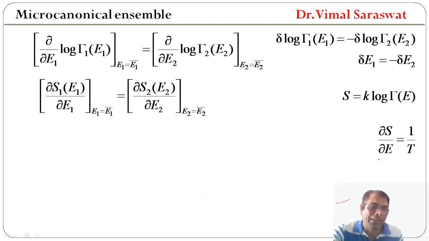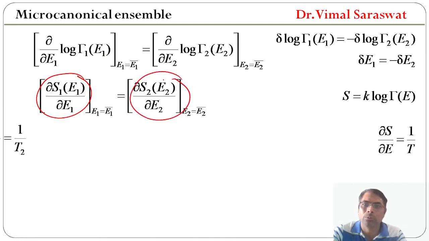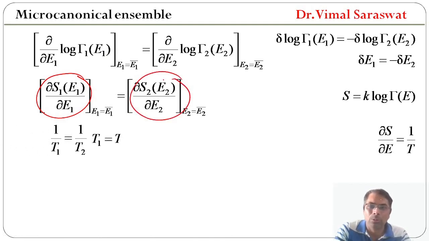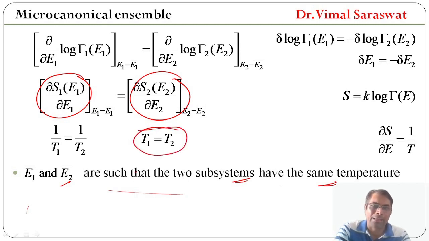Since ∂S/∂E equals 1/T, because dE equal to T dS by using the second law of thermodynamics, this will be 1/T1 and this will be 1/T2. So 1/T1 equal to 1/T2 or T1 equal to T2. E1 bar and E2 bar are such that the two subsystems have the same temperature, because here we get T1 equal to T2. T1 is the temperature of subsystem 1 and T2 is the temperature of subsystem 2. So E1 bar and E2 bar are such that the two subsystems have the same temperature.